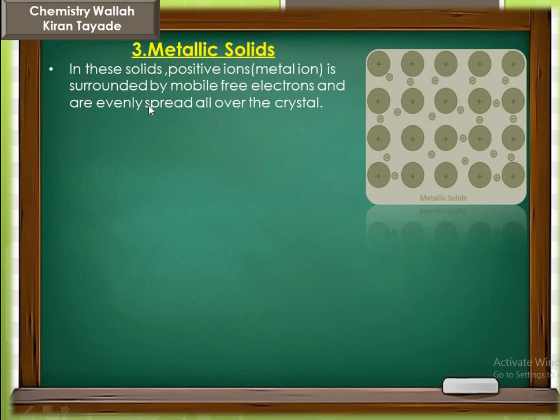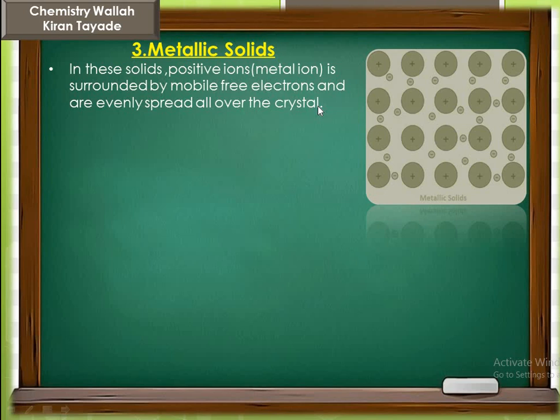So the first point about metallic solids: positive ions, that is metal ions, are surrounded by mobile free electrons. Those free electrons are mobile, so they can go anywhere in the solid and spread all over the crystal. These electrons are spread all over the crystal like a sea of electrons.